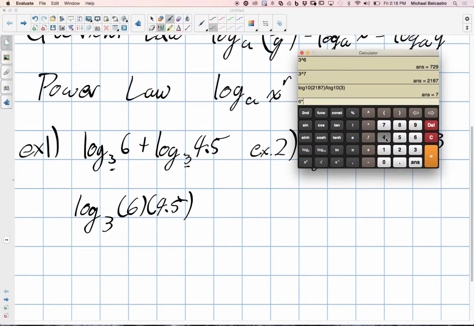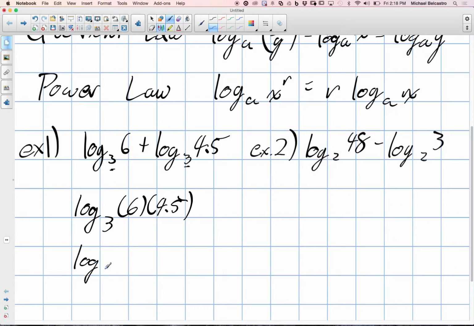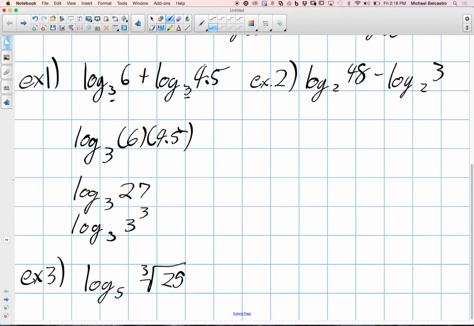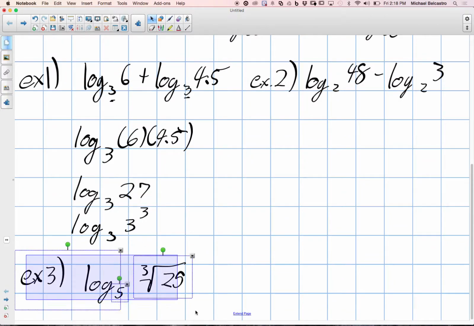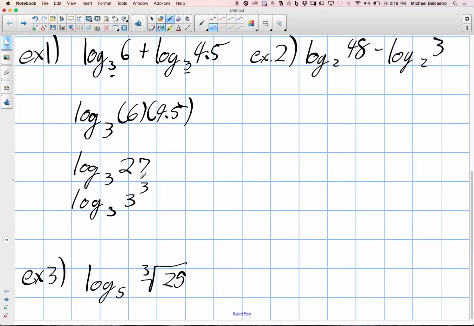So 6 times 4.5 is equal to 27. I now have log base 3 of 27. Can I write 27 as some power of 3? What can I write it as? That's right, 3 to the power of 3. And if you remember what we talked about before, if we have this relationship, it's essentially equal to whatever the power is. So the log base 3 and the base of 3 can be canceled out, and our answer is just 3 in this case.